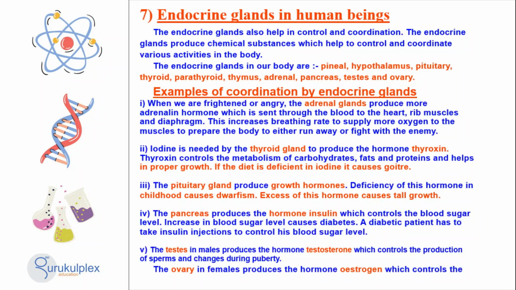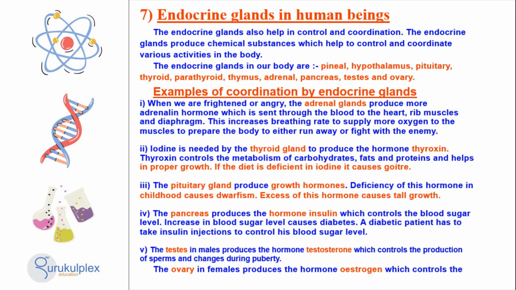Endocrine glands are essential for the regulation and coordination of our bodily functions. Different glands produce different hormones that help us to carry out various activities. The endocrine system consists of the pineal, hypothalamus, pituitary, thyroid, parathyroid, thymus, adrenal, pancreas, testes, and ovary glands. Each gland has its own task to perform. For instance, when faced with danger or anger, the adrenal glands release the hormone adrenaline, which increases our breathing rate in preparation for combat or flight.